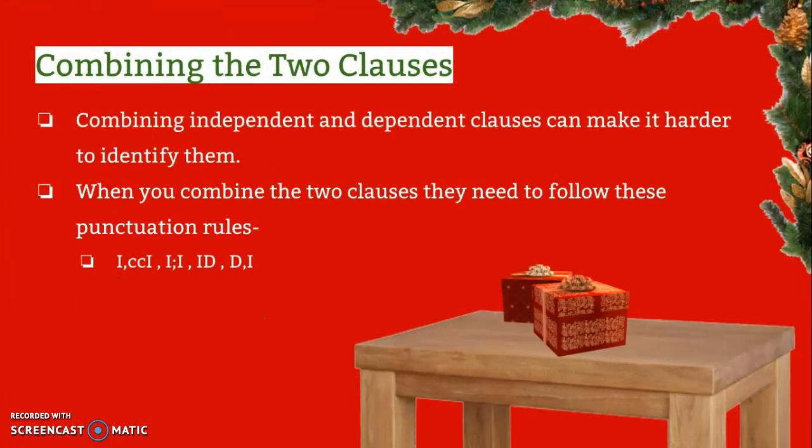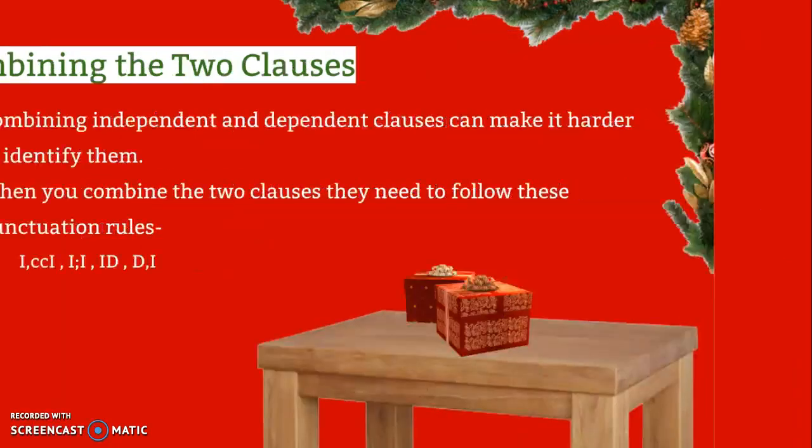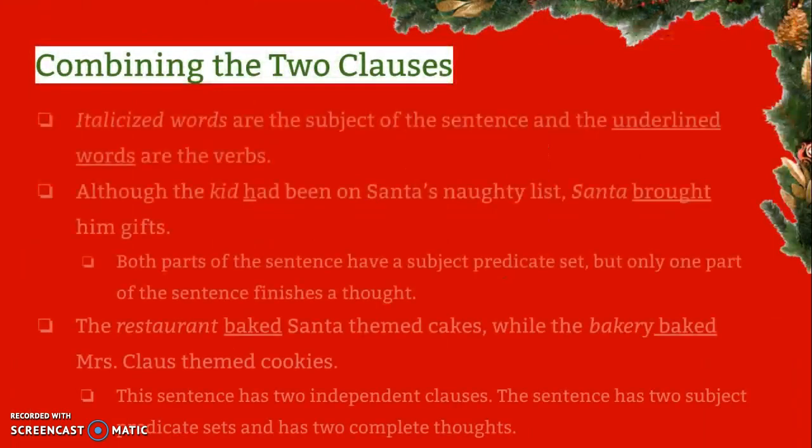When you combine the two clauses, it can make it a lot harder to understand where the difference is. But they do need to follow the rules of, if there's two independent clauses, they either need to be separated by a comma and a coordinating conjunction, or they need to be separated by a semicolon. And if it's an independent and a dependent clause, you can either put the independent and then the dependent beside each other, or you can put dependent, put a comma, and then the independent sentence.